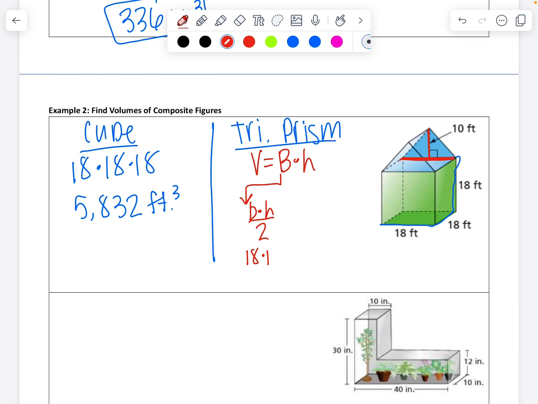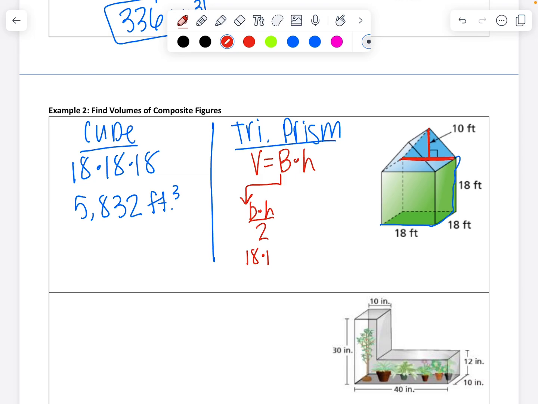So I'm going to have 90, and then I have to find my height. Remember, the height connects one base to the other, so that'll be right here, which is also 18, since this one's 18. So we get 90 times 18, which is 1,620.